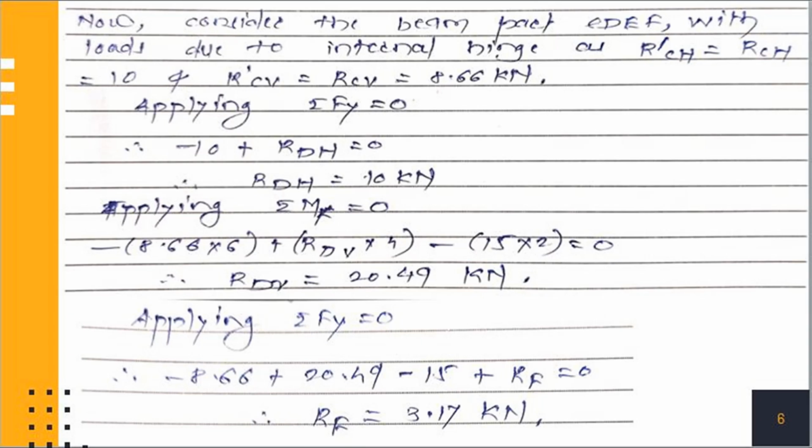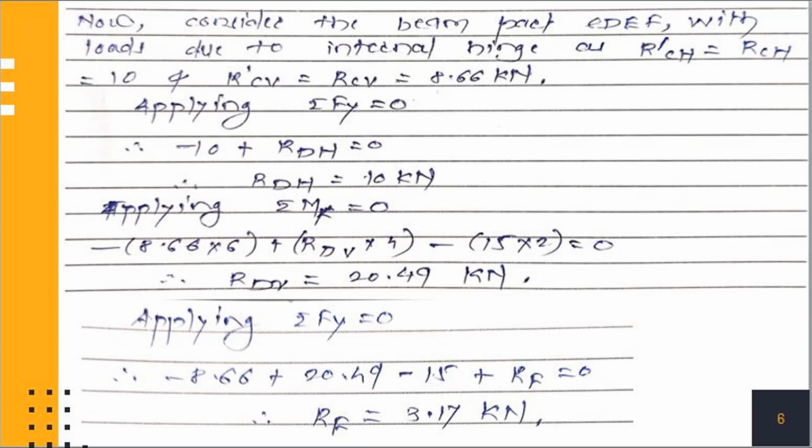RDV will rotate in clockwise direction and perpendicular distance of that RDV from point F is 4. Therefore, total moment is equal to 4 into RDV. 15 kilonewton will rotate in anti-clockwise direction and perpendicular distance of that 15 kilonewton force from point F is 2 meter. Therefore, moment is equal to minus 15 into 2. And RF will pass through point F, and therefore moment of that force about point F is equal to 0. Therefore, we get RDV is equal to 20.49 kilonewton.